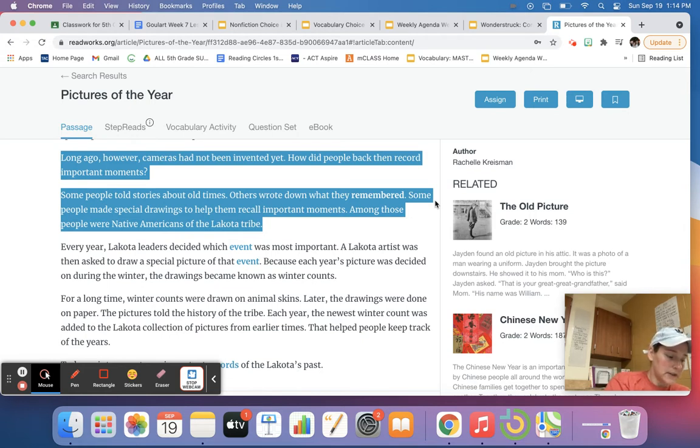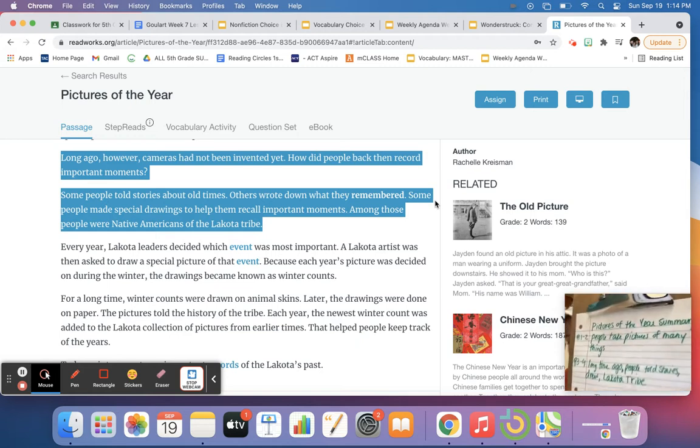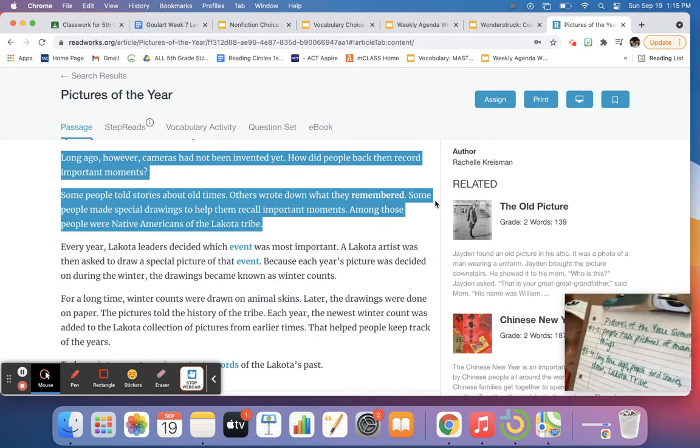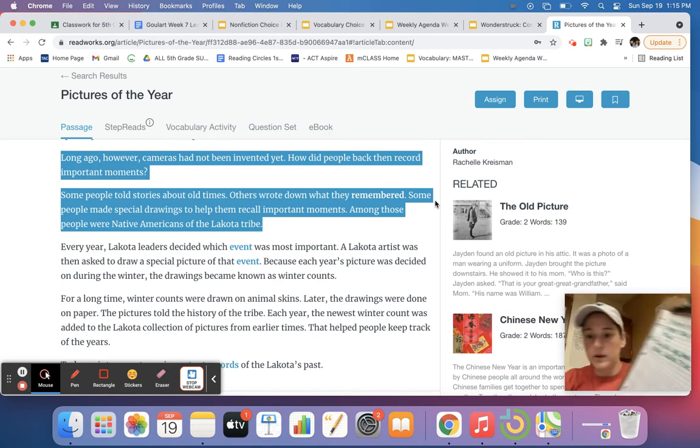tribe. So we're going to say, long time ago, comma, people told stories, comma, drew, comma, and then I'm going to write Lakota tribe. Long time ago, people told stories, comma, drew, comma, Lakota tribe. It's a little bit of a summary of everything that we just read about.